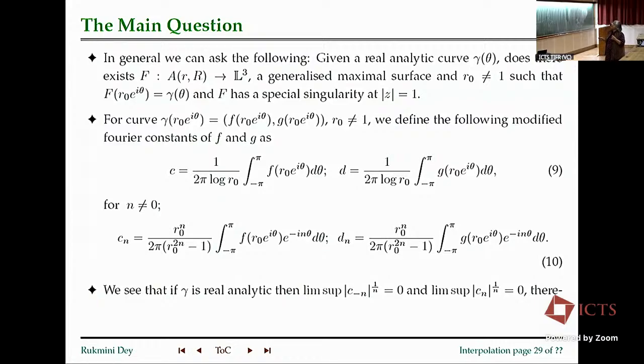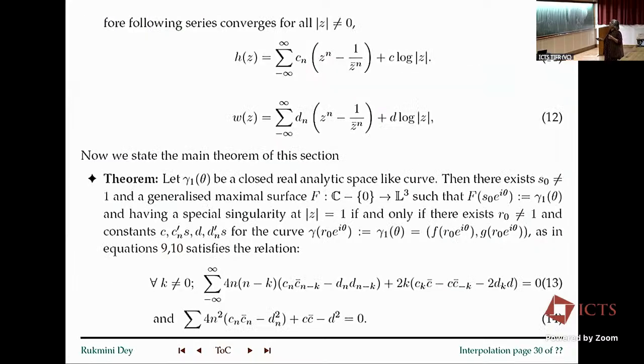And then I write the modified Fourier coefficients. So C is this constant, and then I take e to the minus I n theta, integrate these, and there are these. So these are what we are calling modified Fourier constants, Fourier coefficients of gamma, and real analytic. So the series will converge, and Hz and Wz are given like this.